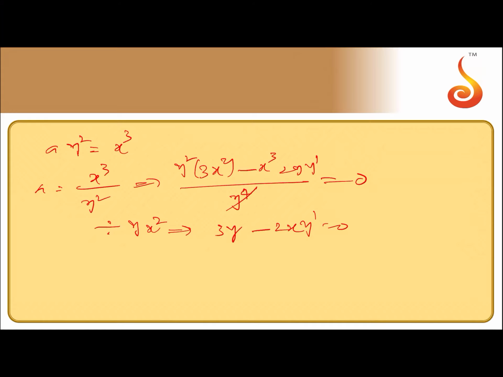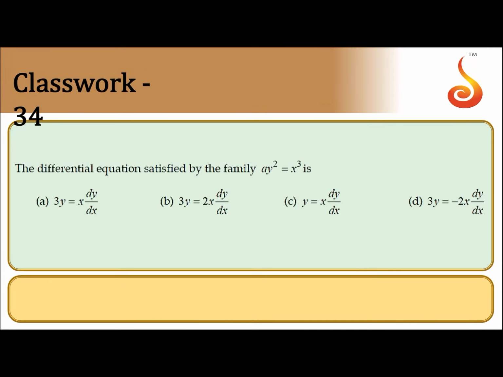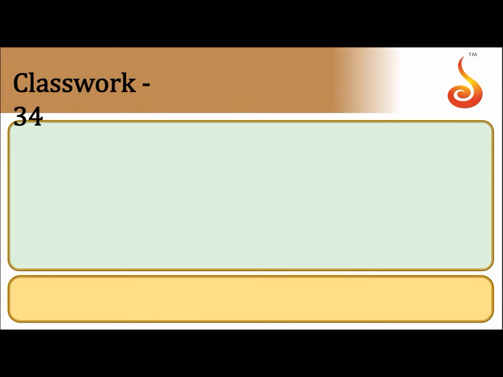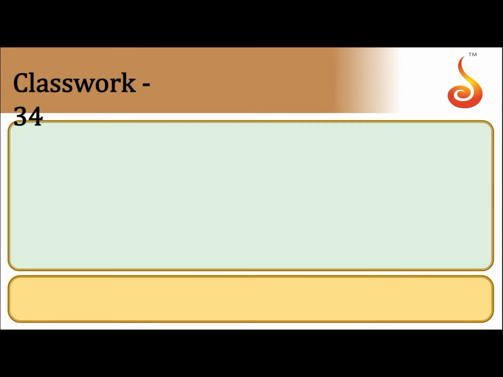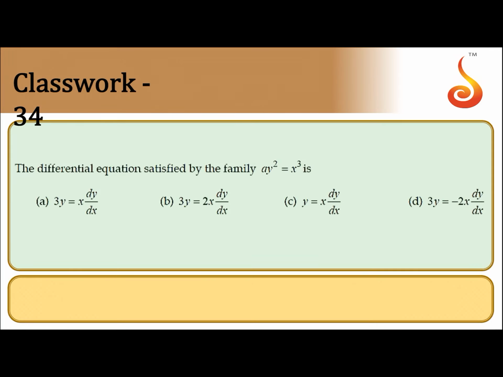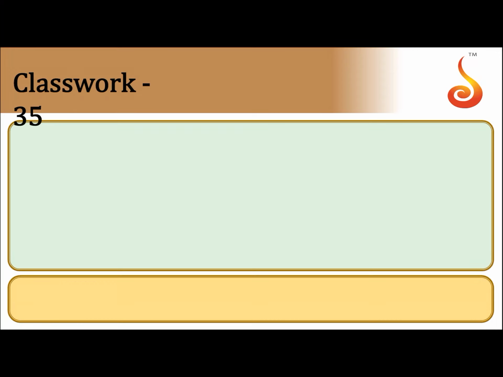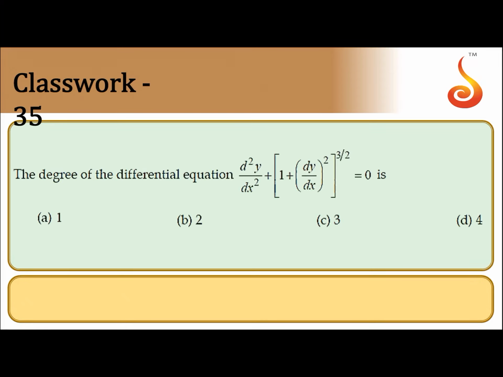So 3y is equal to 2x dy by dx, that is, dy by dx equals 3y by 2x. Therefore 2x multiplied by dy by dx is equal to 3y. Yes, 2x into dy by dx equals 3y. Option is B. Coming to the next one, the degree of the differential equation.